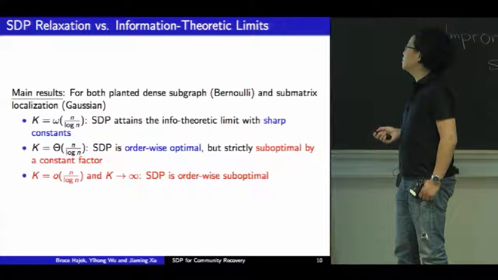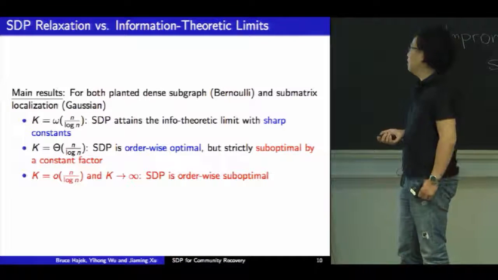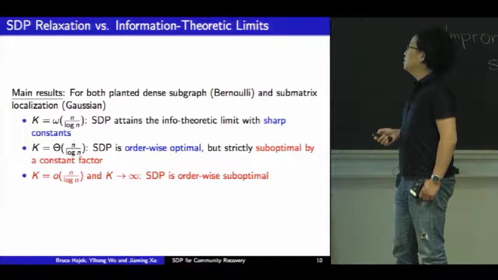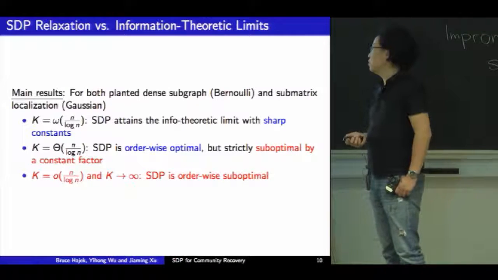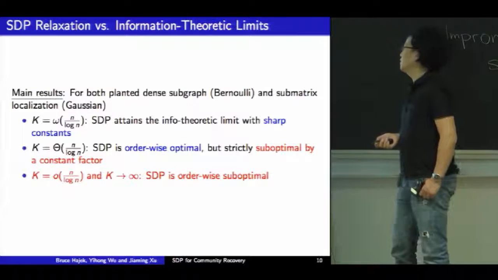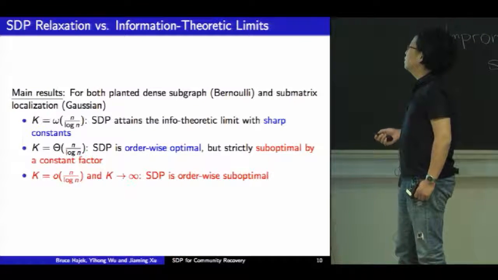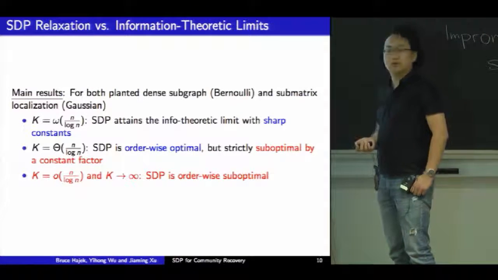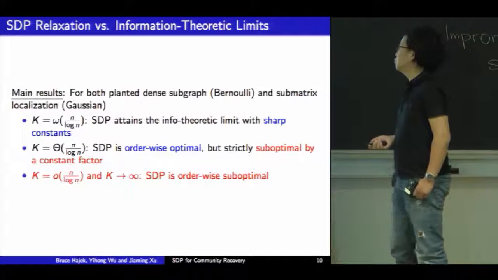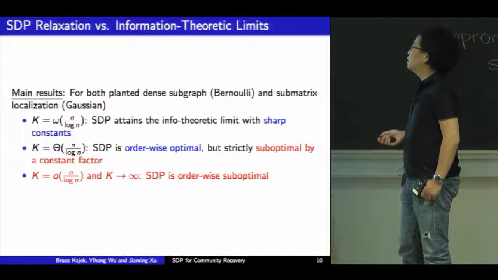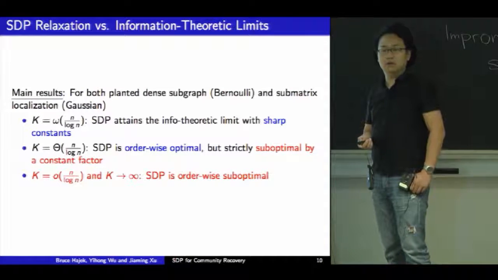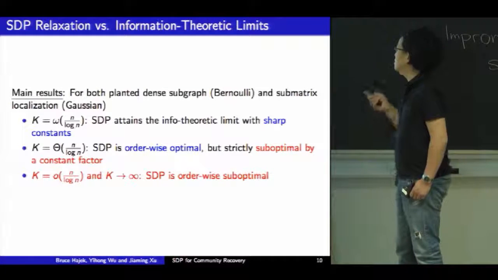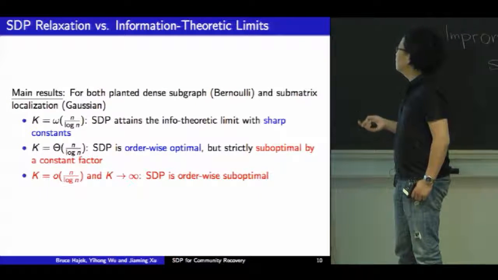If the size of the community is much bigger than n over log n, SDP is optimal, even with the sharp constant that coincides with the information theoretic limits with maximum likelihood. If it is on par with n over log n, then it's still order optimal, but there will be a loss of constant factor strictly compared to the information theoretic limits. And if you are a little below n over log n, then you're going to be orders away from the optimal threshold. Okay, so this is the type of thing.